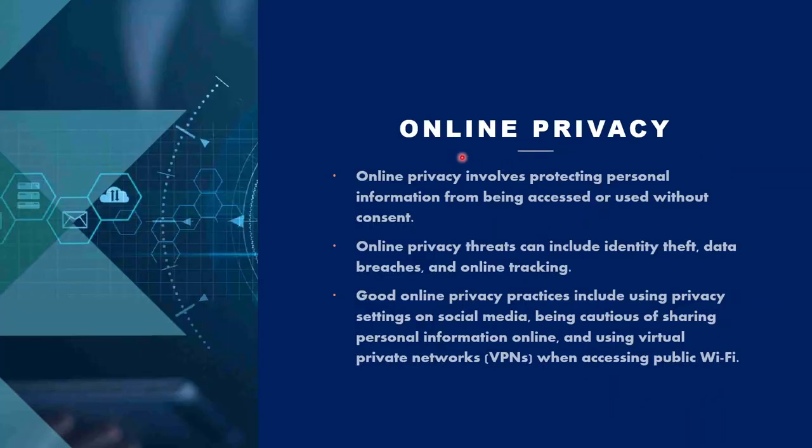Online privacy. Online privacy in a greater sense, not only just communicating online, but also using technology properly to your benefit, involves protecting personal information from being accessed or used without one's consent. Online privacy threats can include identity theft, data breaches, as well as online tracking, when someone tracks your information on the internet. Good online privacy practices include using privacy settings on social media, so making your accounts on Instagram private, being cautious of sharing personal information online, so not attaching too much stuff to your name, as well as using virtual private networks or VPNs when accessing public Wi-Fi.